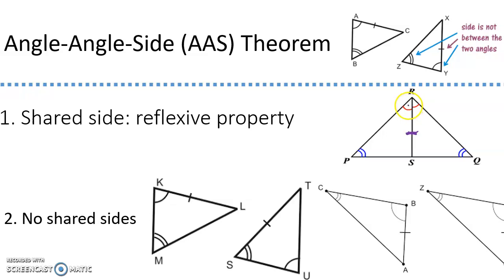Okay, then we look here. Remember that these arc symbols tell us that these are congruent. So we have a set of congruent angles here, and we have a set of congruent angles here. So we can say angle, angle, side. Same on the other side, angle, angle, side. Therefore, the 2 triangles are congruent through the angle angle side theorem.